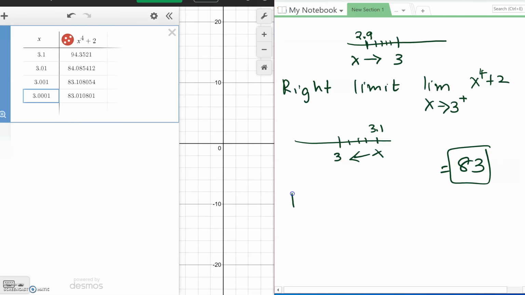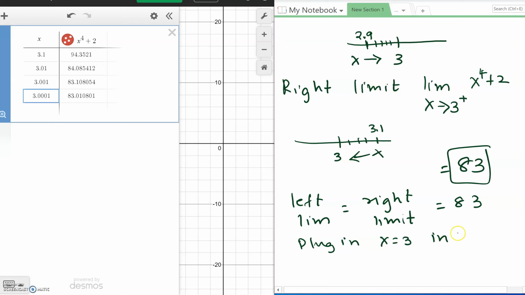So the left limit is equal to the right limit, equal to 83. Of course, if you plug in x equal to 3 in x power 4 plus 2, we will still get 83. So if plugging in works, that is the shortest method, and if not, we can always do numerical work. So 83 is the left limit, the right limit, and also the function value.